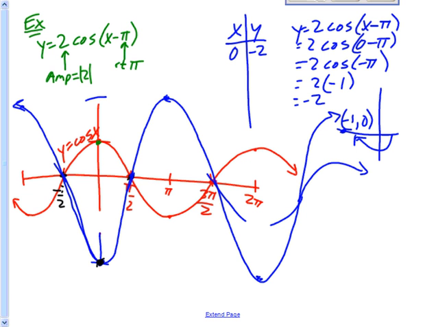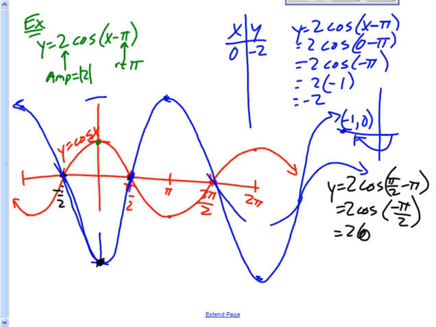You plug in pi halves. And you're like, okay, do that too. Cosine, plugging in pi halves. 2 cosine, now that's a negative pi halves. You rotate negative pi halves, -90 degrees, your cosine there is 0. So you got 2 times 0, which is 0. Oh, you see the point right there? Plug in pi. You know, pi minus pi is 0. Cosine of 0 is 1. 2 times the 1 in front, 2.